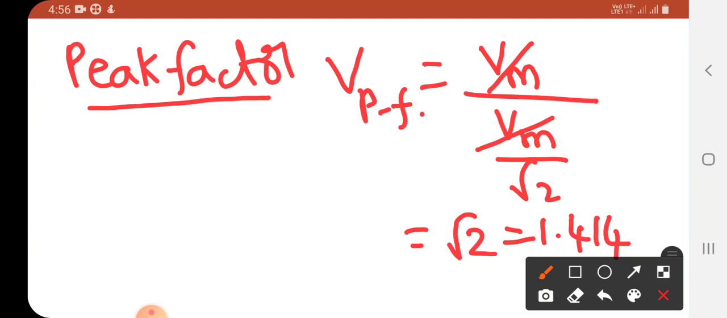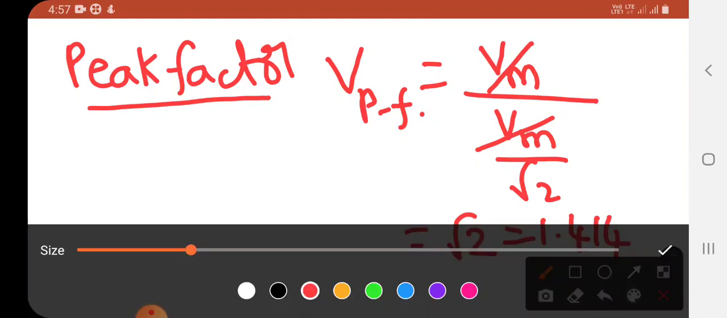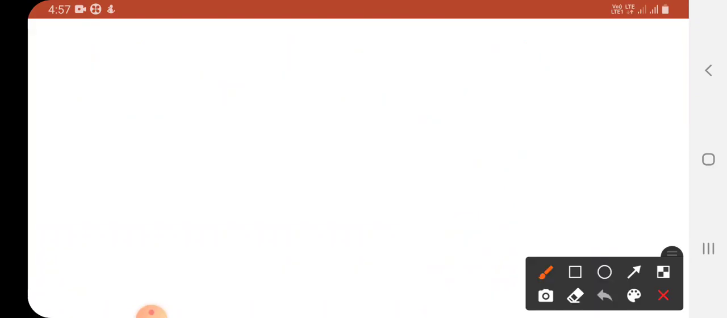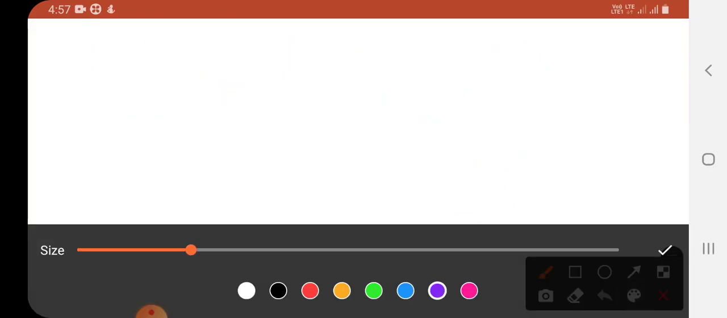You need to find first the RMS value, next the average value. Then you need to substitute here. That is the peak value, and you can substitute here. So then what about form factor? Yes, what is form factor?